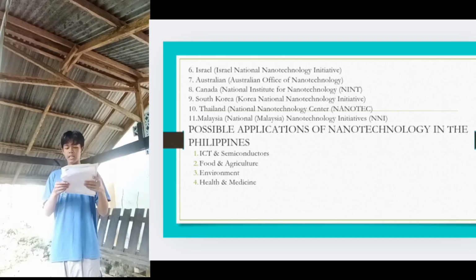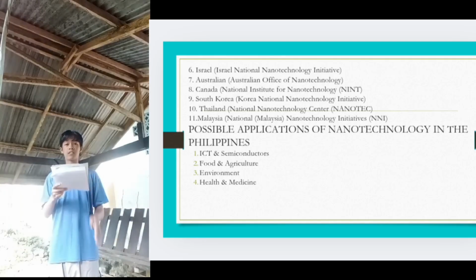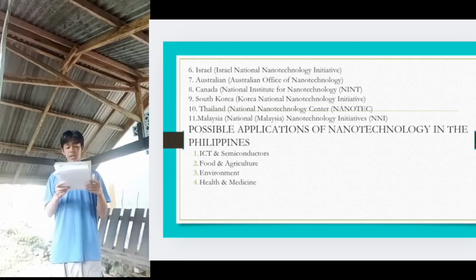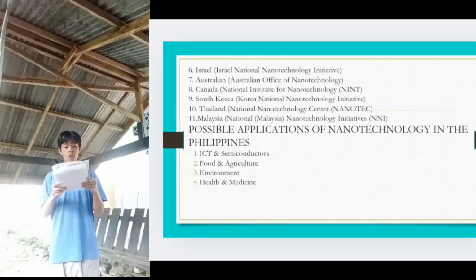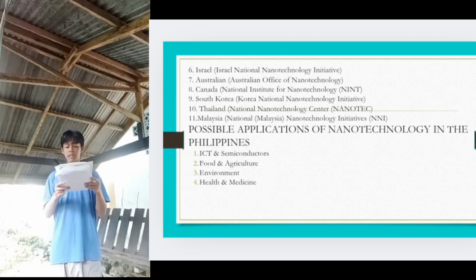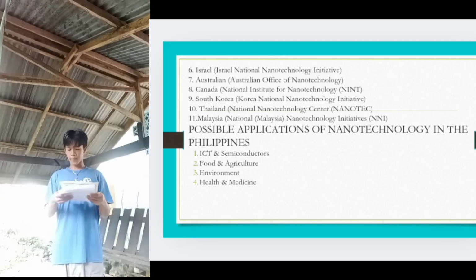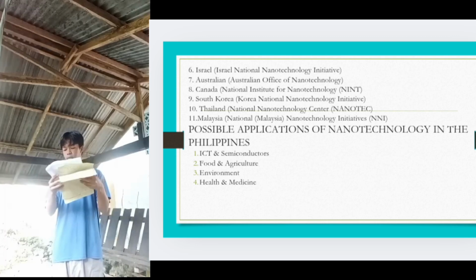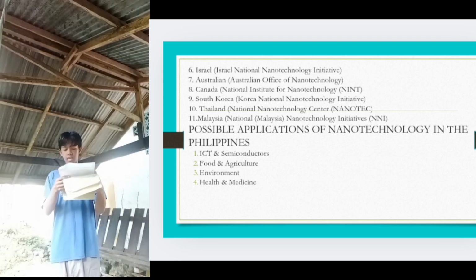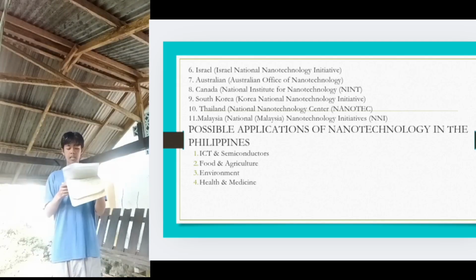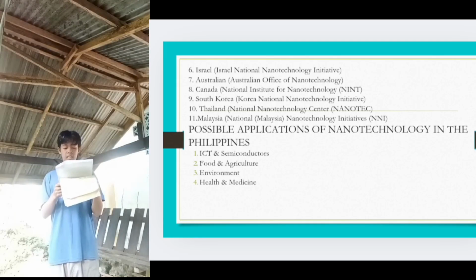The next one is Thailand. It established the National Nanotechnology Center or Nanotech, which focuses on nanotech research for health, environment, and other industries. So in Thailand, it uses nanotech in agriculture and textile production. Example, creating antibacterial clothing that stays clean longer.